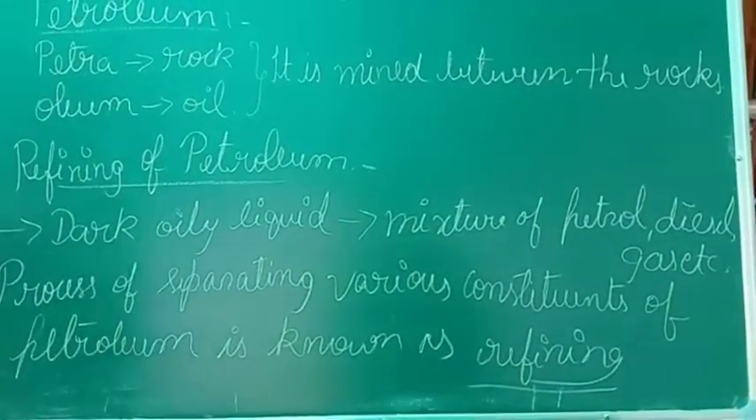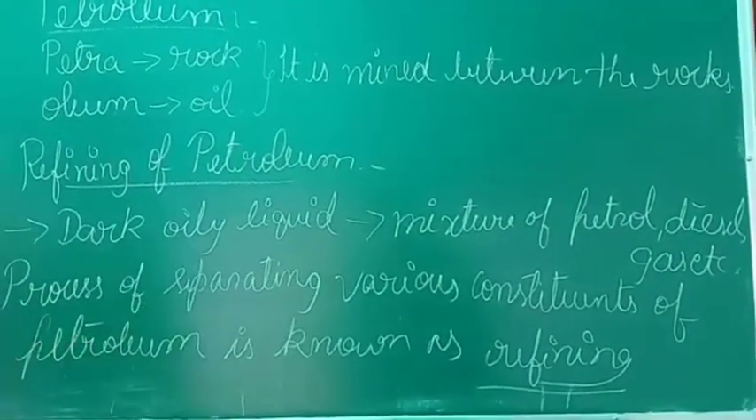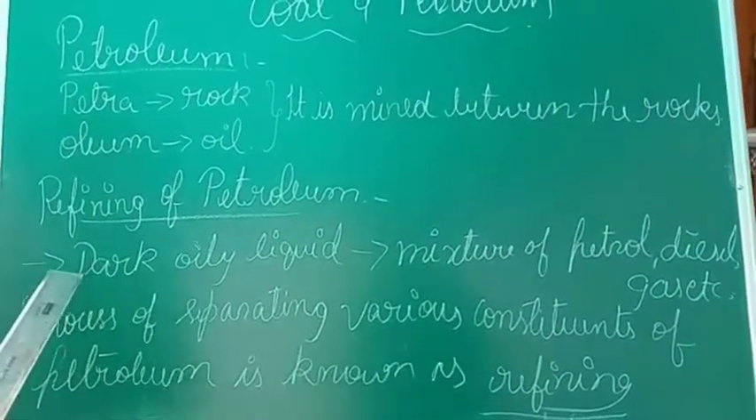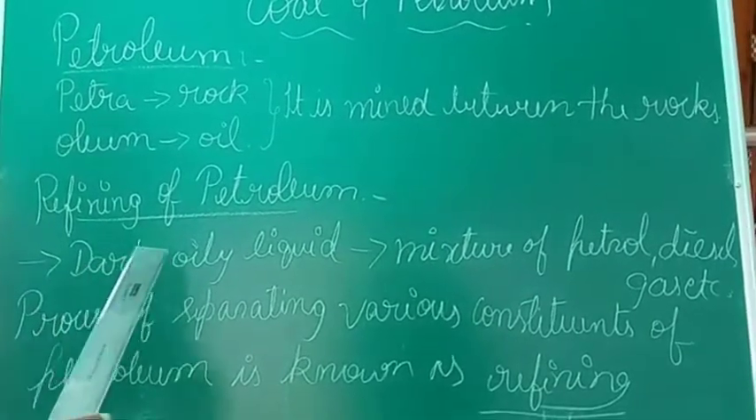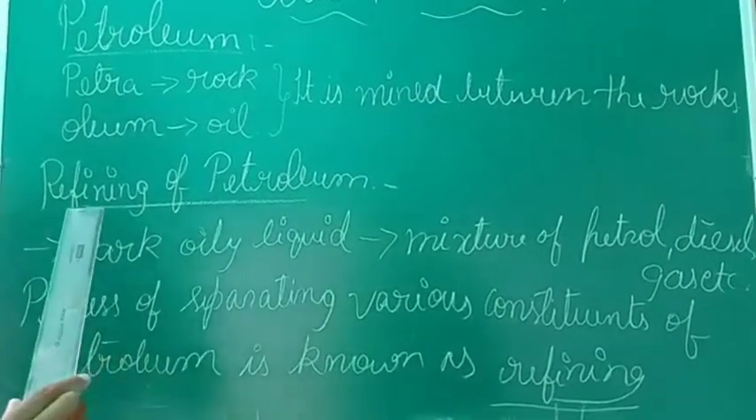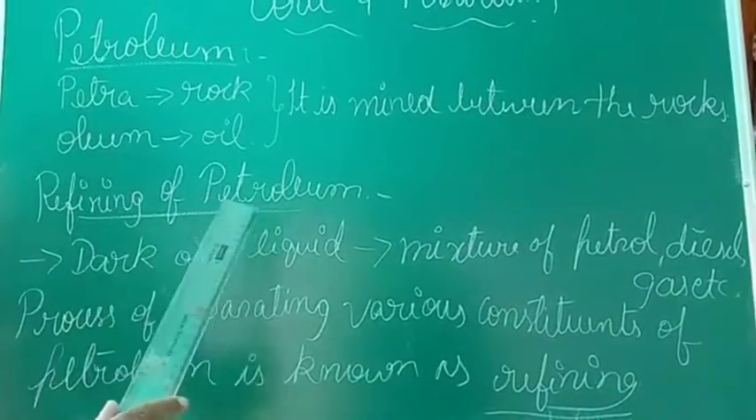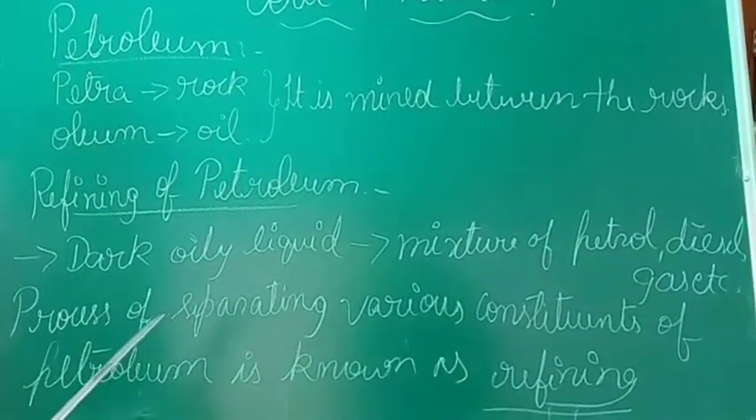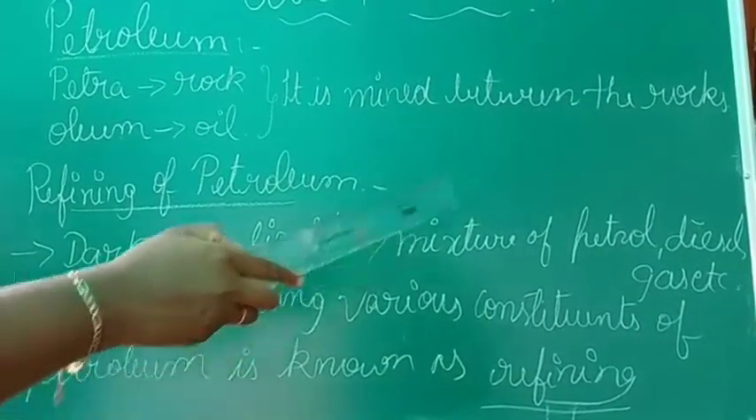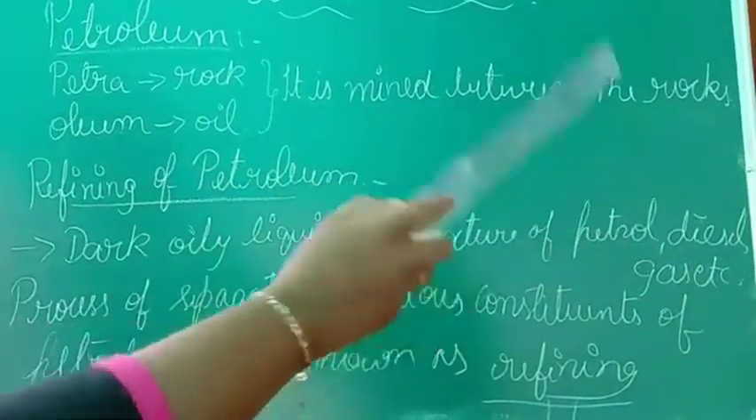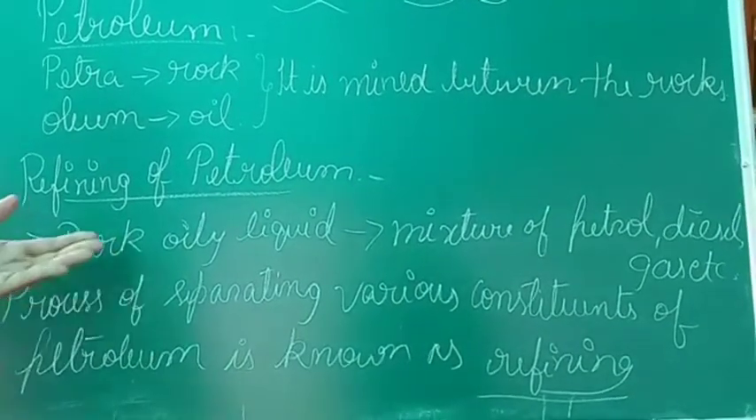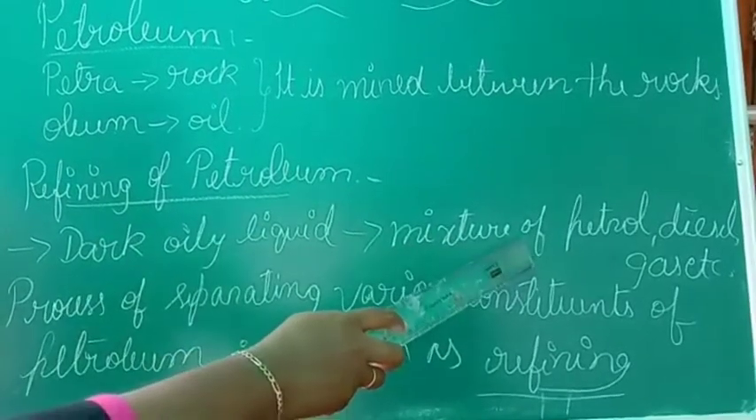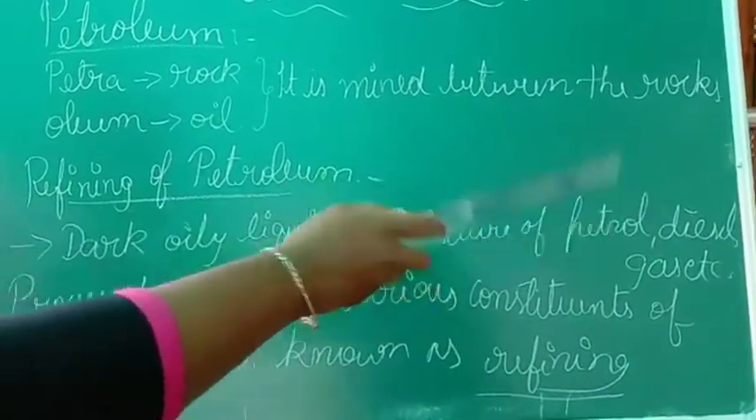Now we shall see the definition of refining of petroleum. Before that, petroleum is a dark, oily liquid. Why is it a dark colored oily liquid? Because it is a mixture of petrol, diesel and varieties of gases.